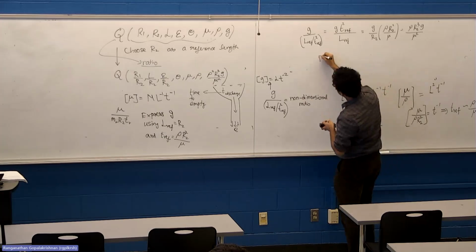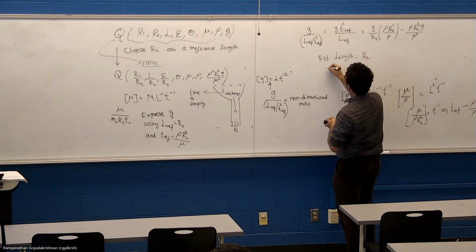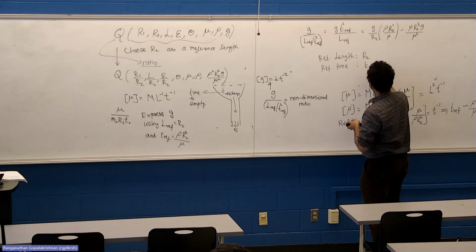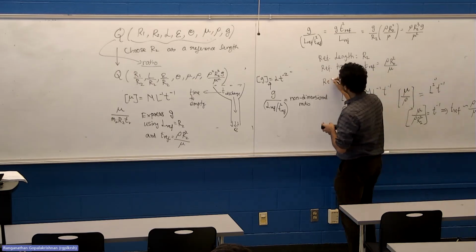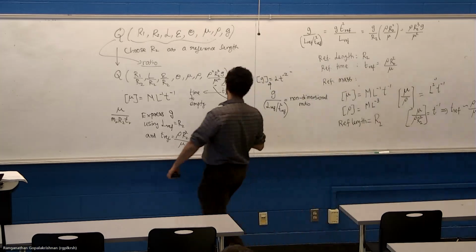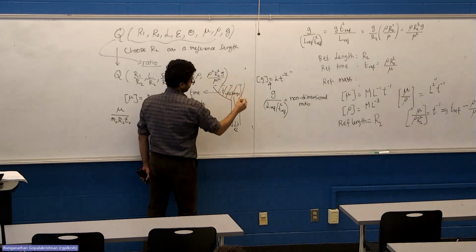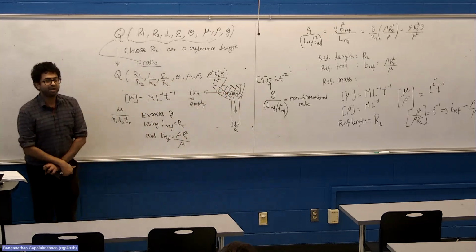We thought of a reference length, which in this case is R2. We thought of a reference time, which in this case is T reference equal to rho R2 squared divided by mu. Can we think of a reference mass? What do you think will be a good way to think of a reference mass that is relevant to this problem? Your cup is filled with that liquid. What is a reference mass that is meaningful for this problem?